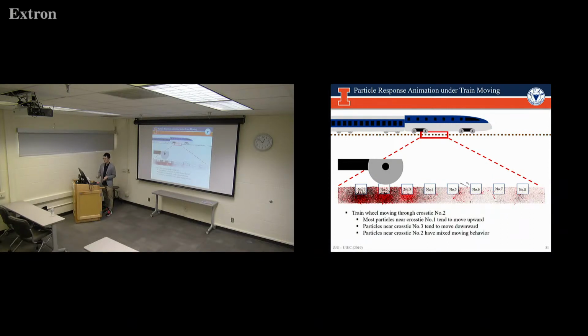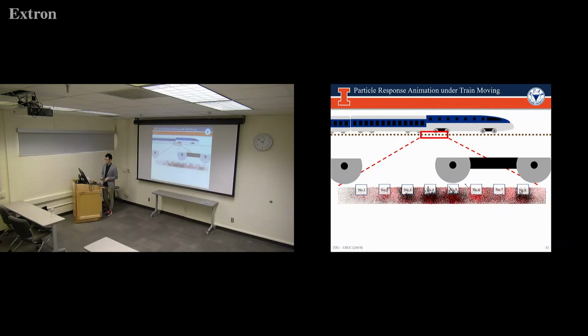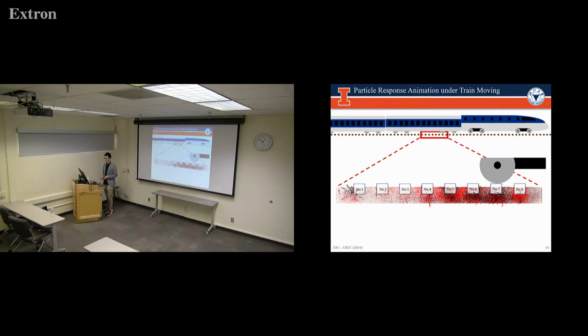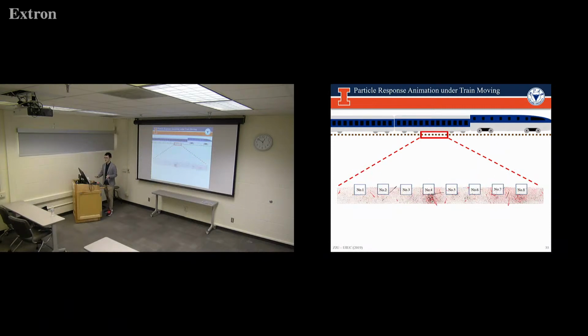Now we can see as the train continues to move, those responses will change in the ballast layer. As the train moves further, we can see that a different response is given in the ballast layer. And once the train has passed, or during the rest period, the ballast layer will go back to a stabilized condition again.